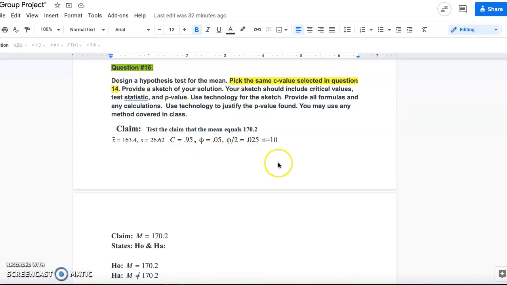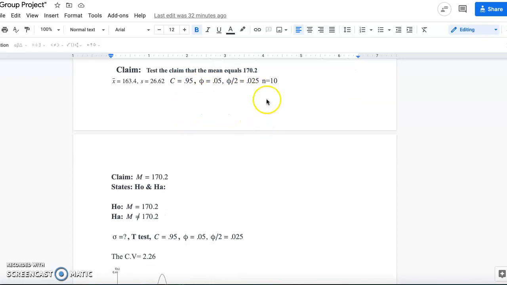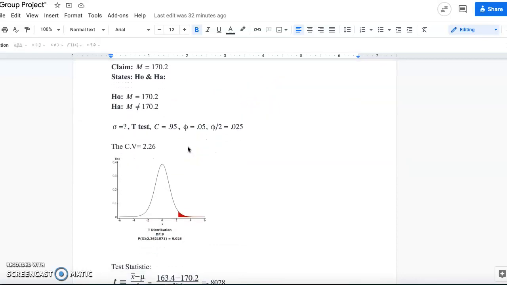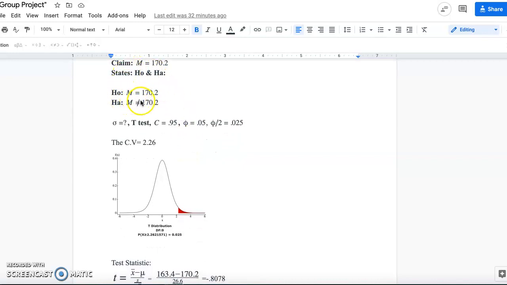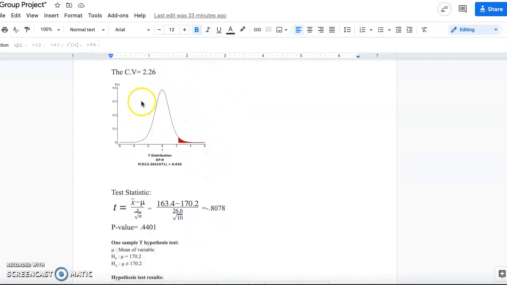test for the mean. I put that the test the claim that the mean equals 170.2. This is my mean, my standard deviation. I used the same confidence interval, which is 95, and I also used the same variables. And so this is what I got. So H0 is mu equals 170.2, and the HA is mu not equal to 170.2. I did use a t-test.